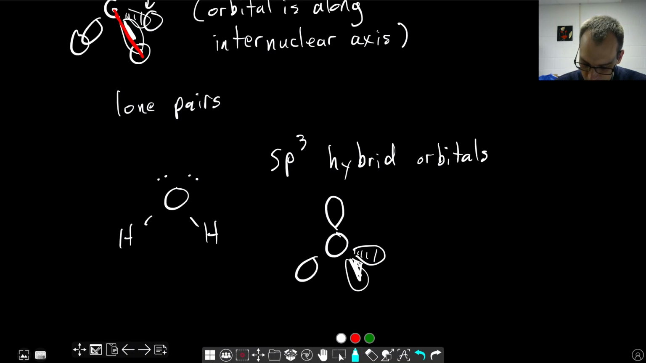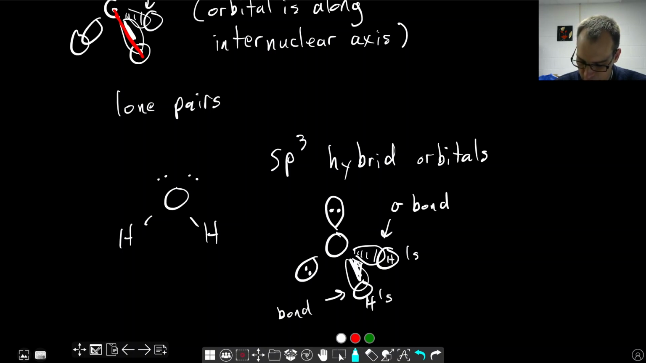But two of these are occupied by lone pairs, and so we'll represent that by putting two dots in it. Whereas here we're going to have a bond. These are our hydrogen atoms here and here, the 1s orbitals on the hydrogen atoms. All right, so we still have our sigma bond forming in each of these spots here, where the 1s orbital on the hydrogens overlap with the sp3 hybrid orbitals on the oxygen.